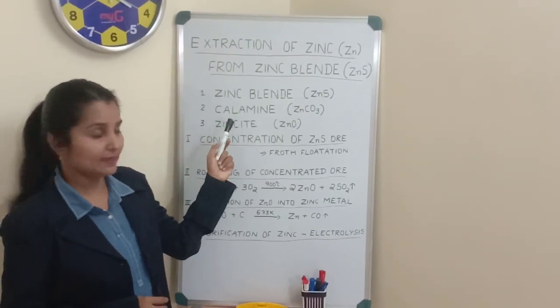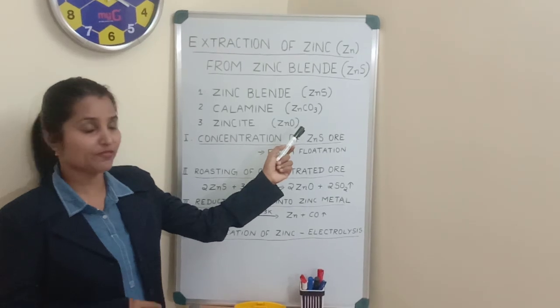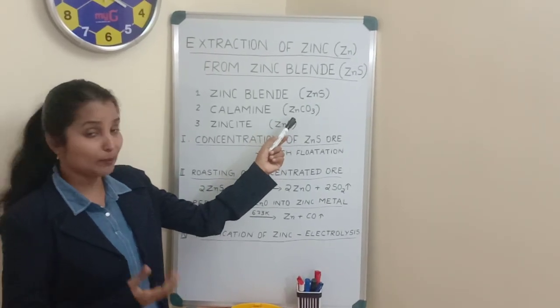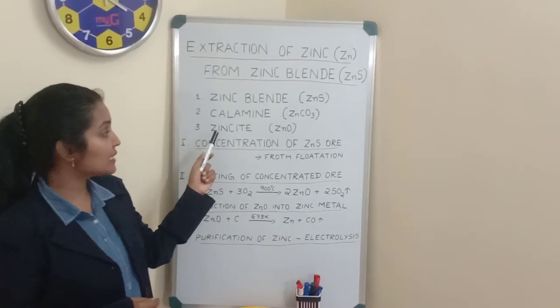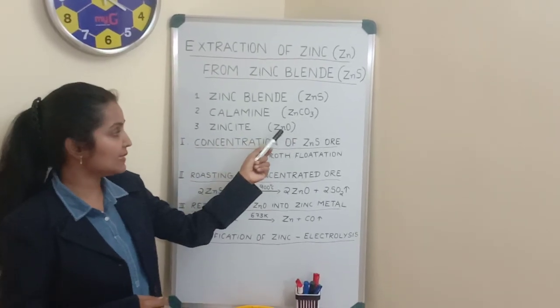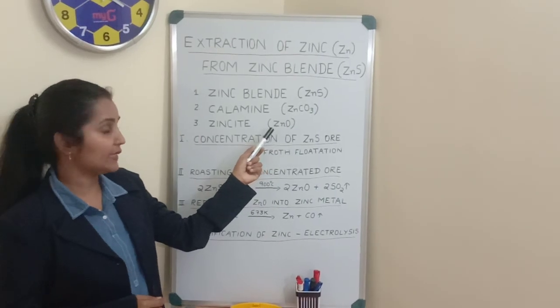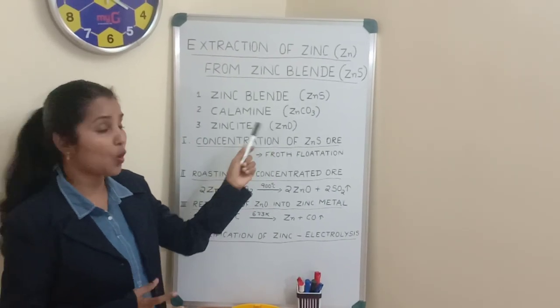Then calamine. Calamine is the carbonate ore of zinc. That is, the chemical formula is ZnCO3. Now, zincite. Zincite is the oxide ore of zinc and the chemical formula is ZnO.